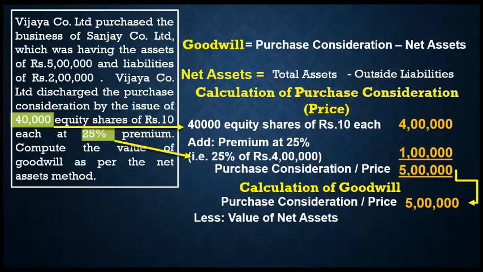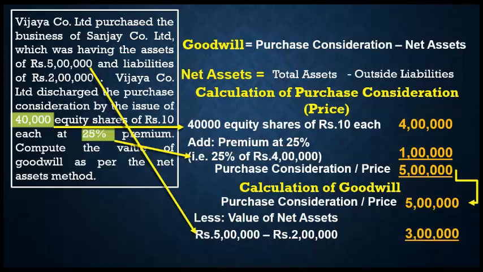The value of net assets of Sanjay Company: the total assets rupees 5 lakh minus outside liabilities 2 lakh. Total assets of Sanjay Company rupees 5 lakh, outside liabilities of Sanjay Company rupees 2 lakh. What is the net assets of Sanjay Company? Rupees 3 lakh. What is the purchase price? Rupees 5 lakh, less net assets 3 lakh. What is the answer? What is the purchased goodwill? Rupees 2 lakh.